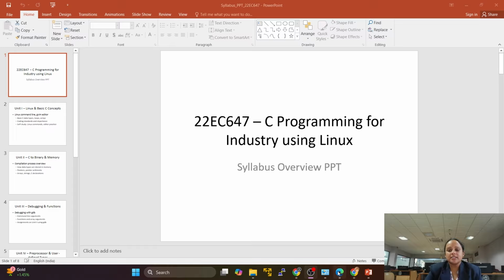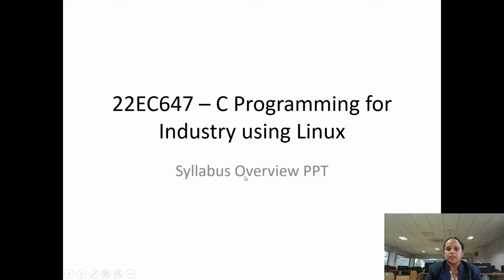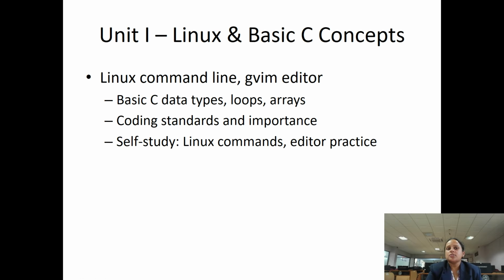So the prerequisite is basically C programming. If you know C programming, you will be able to do Linux programming as well. So, coming to the syllabus, it is basically Linux-based programming. As it's Linux-based programming, you must know C data types, C functions, C structures, and basically writing loops, arrays, everything.